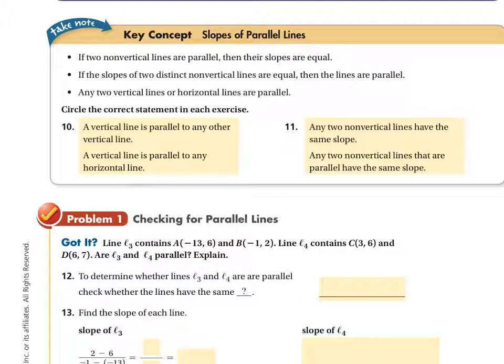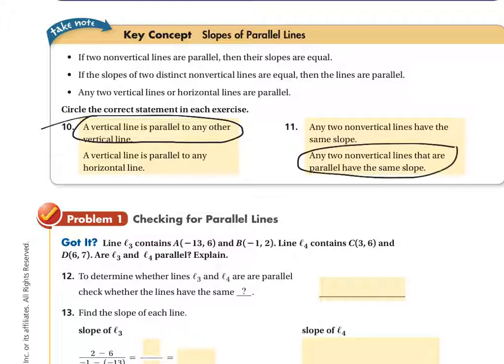So number 10, circle the correct statement. A vertical line is parallel to any other vertical line, or a vertical line is parallel to any horizontal line. So it's the first one. Number 11, any two non-vertical lines have the same slope, or any two non-vertical lines that are parallel have the same slope.